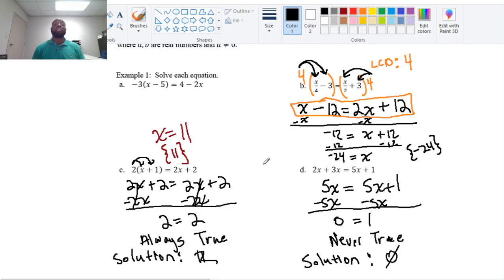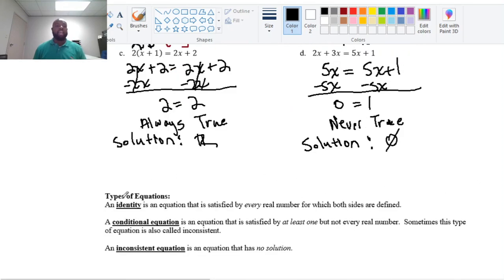And so sometimes our linear equations have one solution, that's here and here. Sometimes they have infinitely many solutions. That means it's all real numbers. And sometimes it has no solution. And we have names, terms that we use for these several cases. An identity equation is an equation that is satisfied for every real number, right? And so this example C here would be considered an identity. And so an identity, no matter what value you plug in for x, it's going to work. It's going to be a solution to your equation.